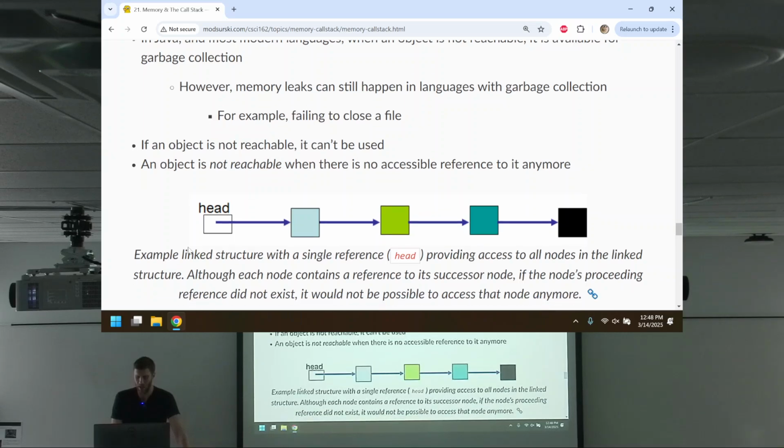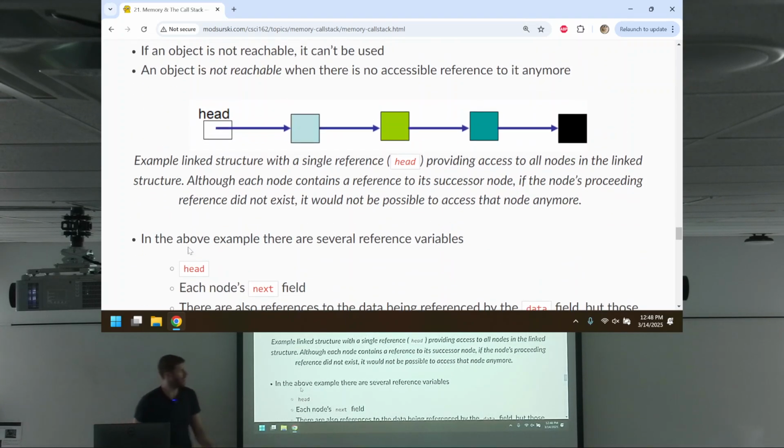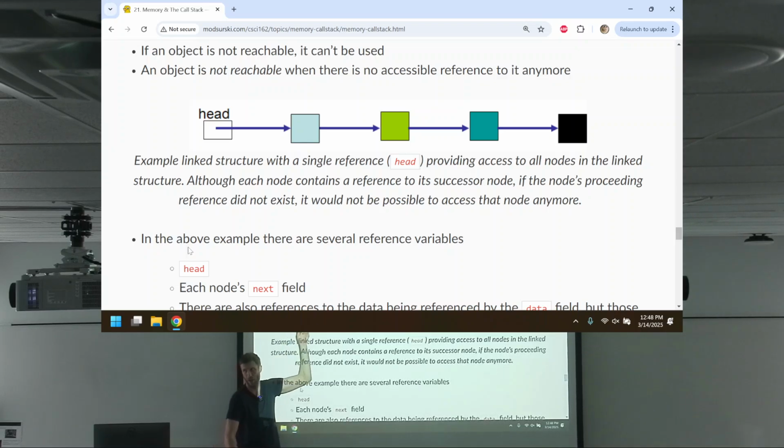So if an object is not reachable, it can't be used. And when an object is not reachable, there is no accessible reference to it anymore. Think of this link structure, right? Let's say I have head in my main, which is on the stack. So it's a reference variable on the stack. But I suddenly get rid of this reference so it references something else. This is an object on the heap.